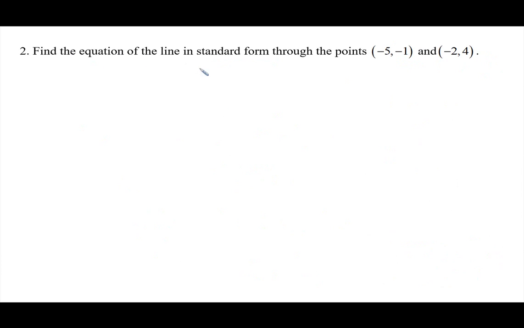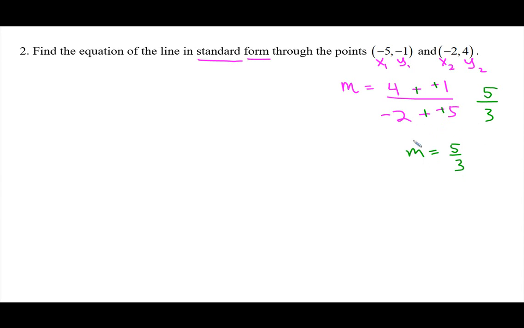We need to find the equation of a line in standard form this time through these two points. Once again, we need to find our slope. Here's our x1, y1, x2, y2. So we have 4 minus negative 1 all over negative 2 minus negative 5. The two negatives next to each other become positives, so we end up with positive 5 over positive 3. That's our slope.